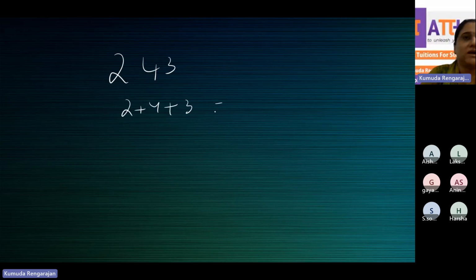So we have the number 243. So what is 2 plus 4 plus 3? It's 9. And 9 is a multiple of 9, right? Every number is a multiple of itself. So it's divisible by 9. 243 is divisible by 9.